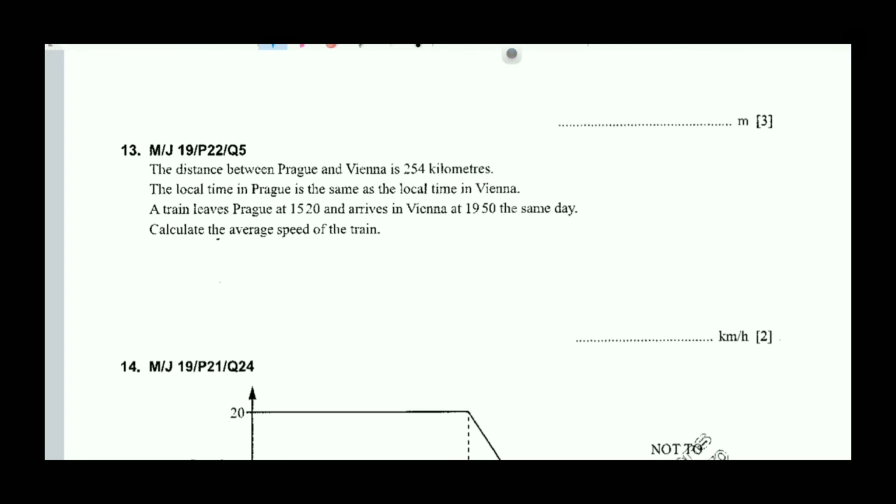13 question. The distance between these two towns is this one, and the local time is this one. A train leaves 15:20 and arrives at 19:50 on the same day. Calculate the average speed. So average speed, what we have to find, speed is equal to distance over time. Distance is 254.